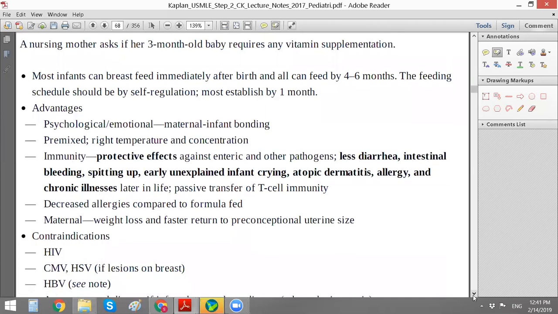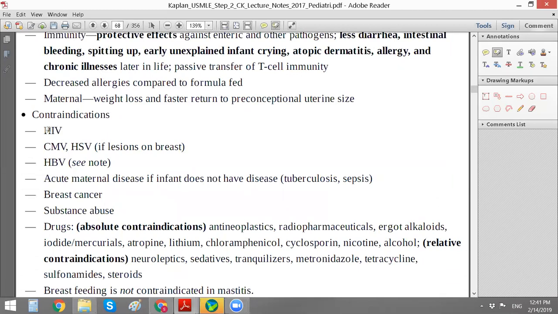Contraindications: I think the only contraindication is maternal HIV in developed countries. CMV, HSV: if lesions on the breast, we treat them and then the mother can breastfeed. HBV: if the infant is immunized, no problem in feeding. Then acute maternal disease, if the infant does not have the disease, like TB and sepsis. And breast cancer, like when the mother is undergoing chemotherapy. Substance abuse: alcohol levels are the same in the breast milk as in blood.